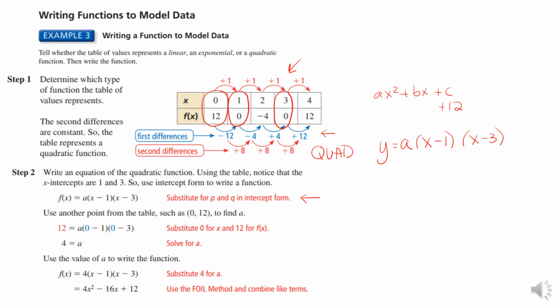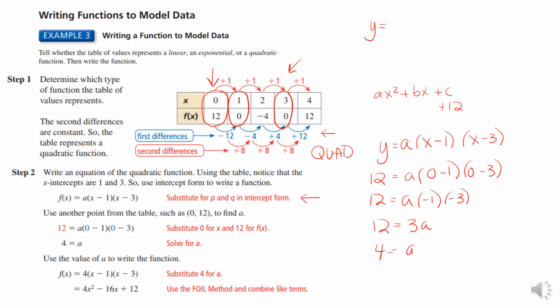Now we're going to choose that other point, and I'm going to use that y-intercept, and we're going to plug that in. So we're going to go 12 equals a. We're going to plug the 0 in: 0 minus 1 times 0 minus 3. We get 12 equals a times negative 1 times negative 3. So 12 equals 3a. So a equals 4. So now we've got an equation: y equals 4 times x minus 1 times x minus 3.